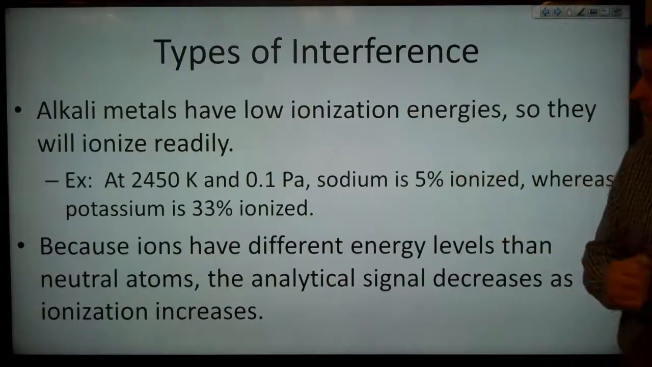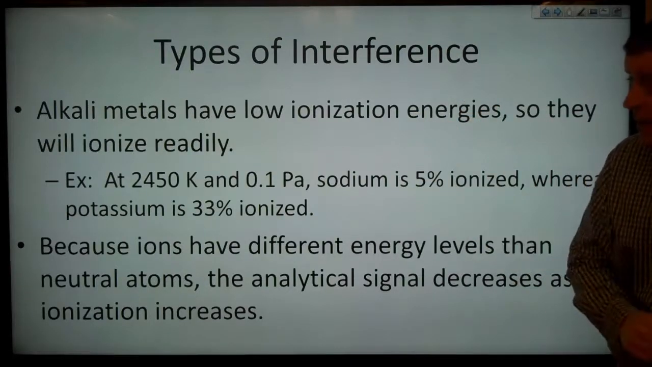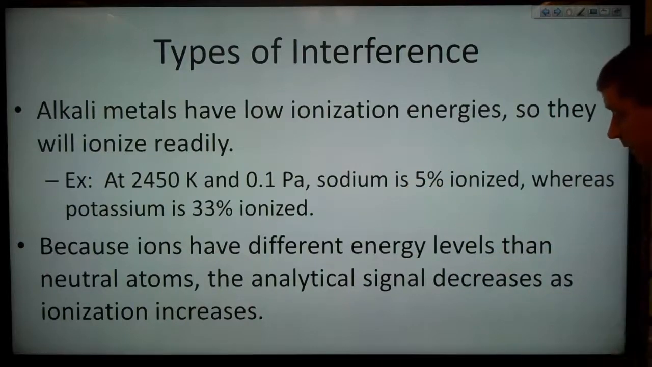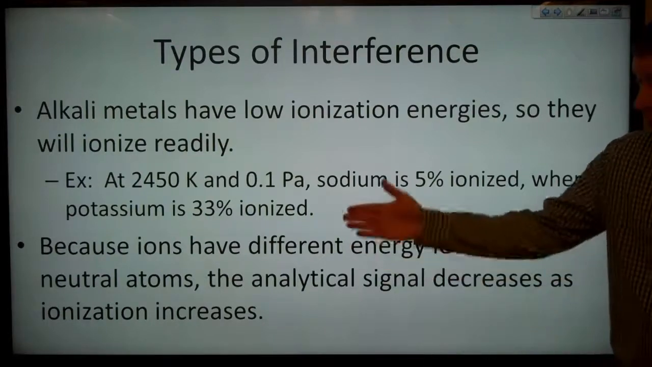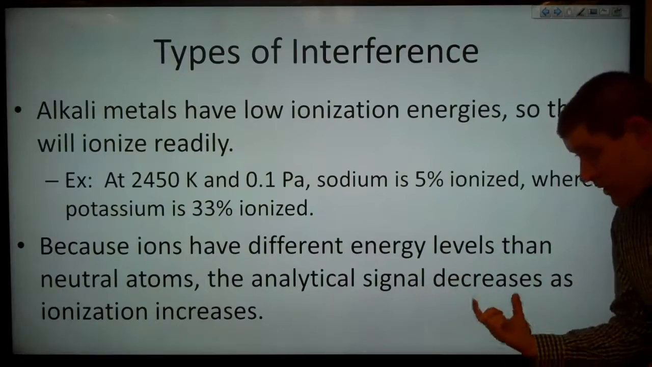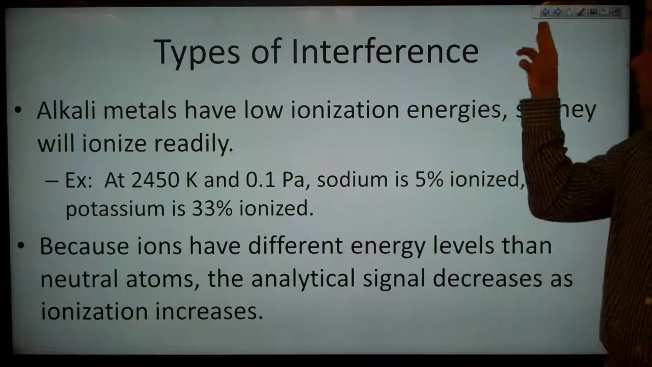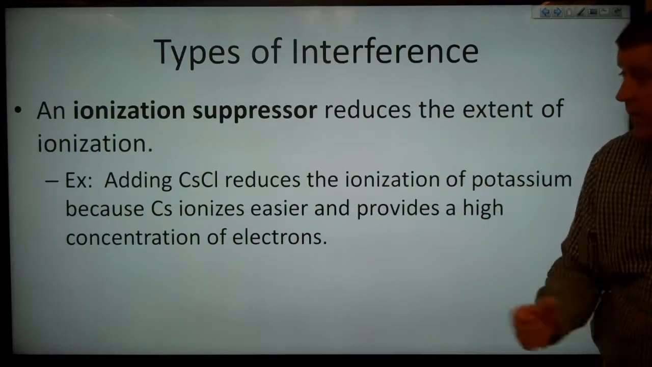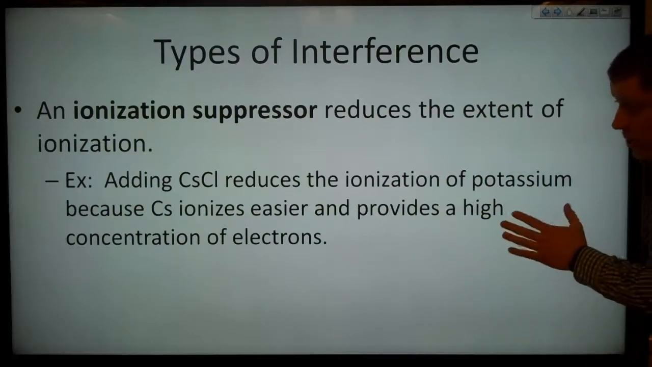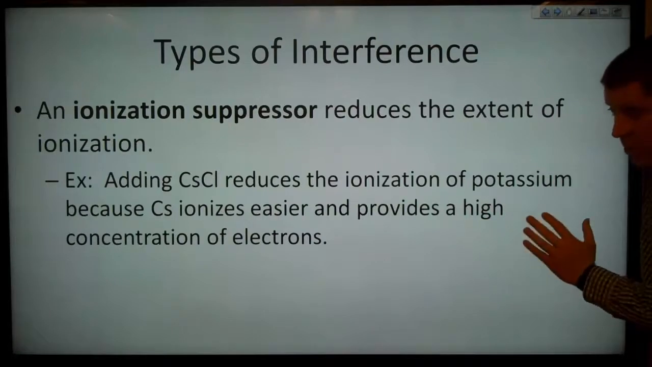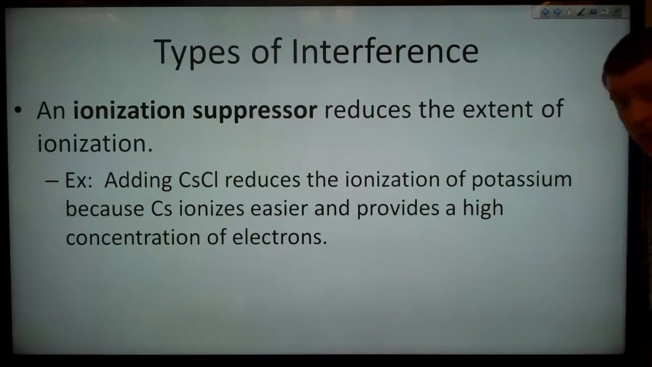Alkali metals have low ionization energies, so they're going to ionize readily. For example, at 2450 Kelvin and 0.1 pascals, sodium is 5% ionized, whereas potassium is 33% ionized. And because ions have different energy levels than neutral atoms, the analytical signal will decrease as the ionization increases. So we can use an ionization suppressor to reduce the extent of ionization. For example, adding cesium chloride will reduce the ionization of potassium because the cesium will ionize easier and will provide a high concentration of electrons.